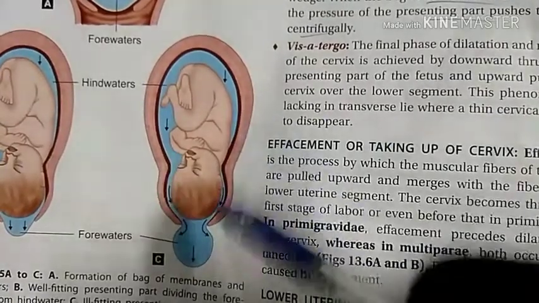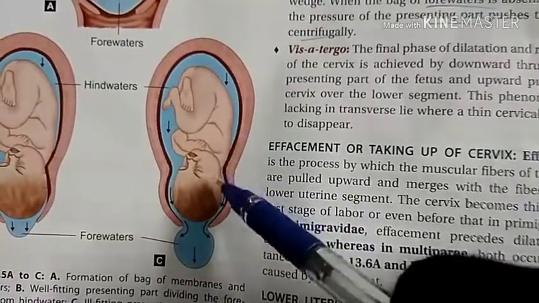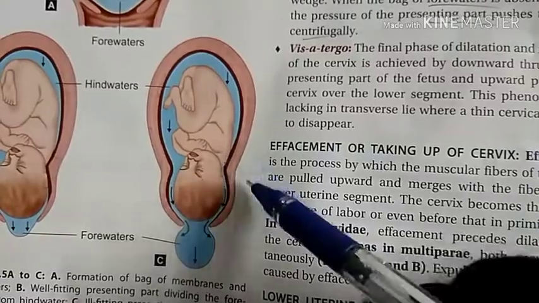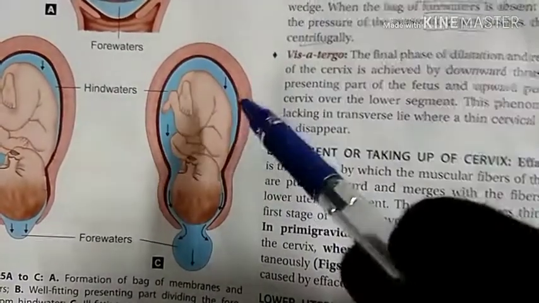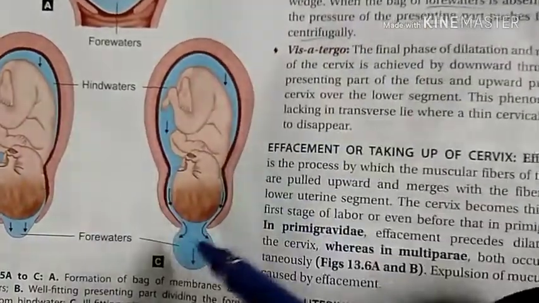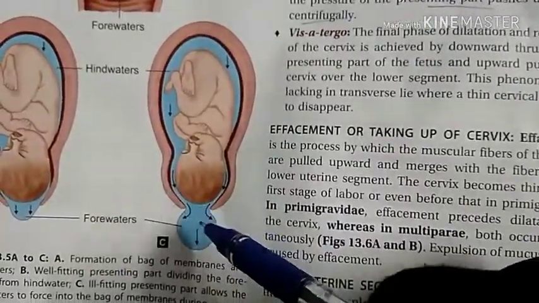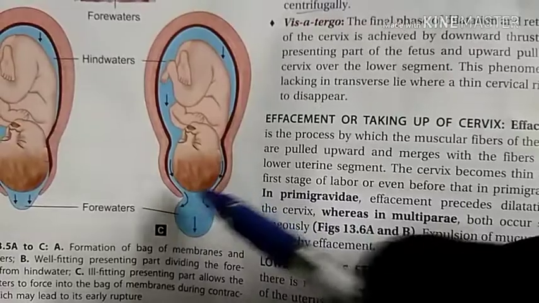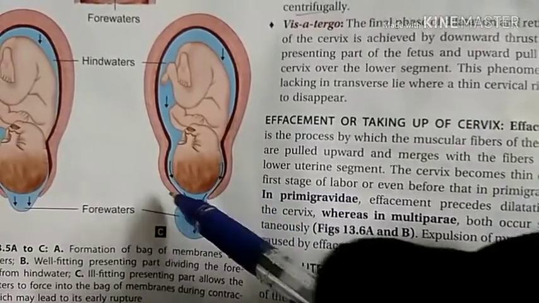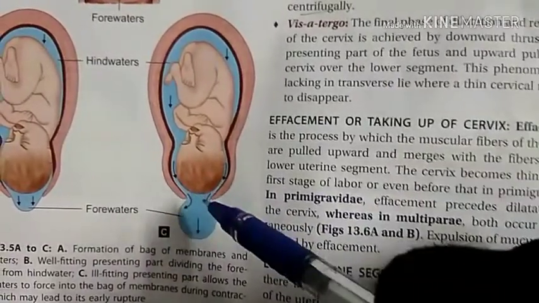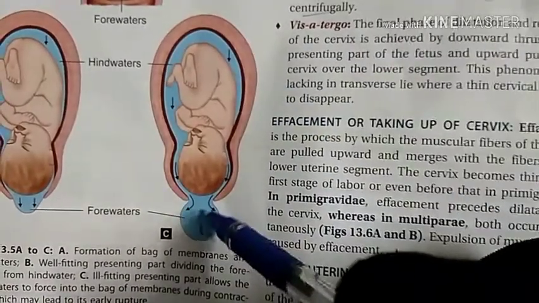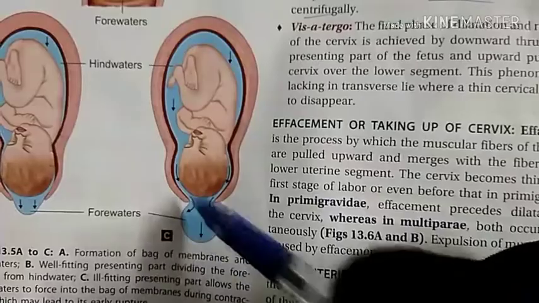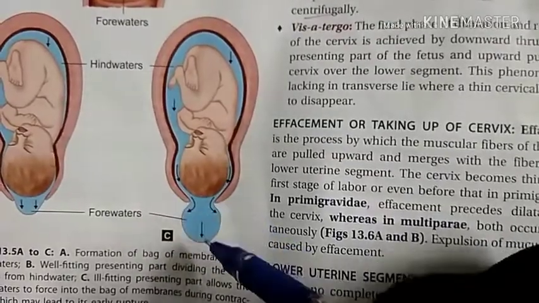With the onset of labor, the membranes attached to this lower uterine segment are detached. With the rise of intrauterine pressure during contraction, there is herniation of the membrane through the cervical canal. This is the herniation which takes place through the cervical canal, and uterine contraction generates hydrostatic pressure in this. Because of that, there is dilatation of the cervix.